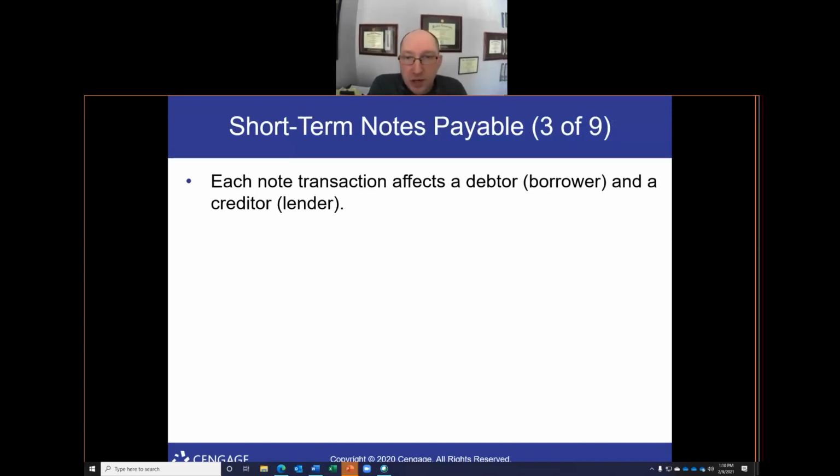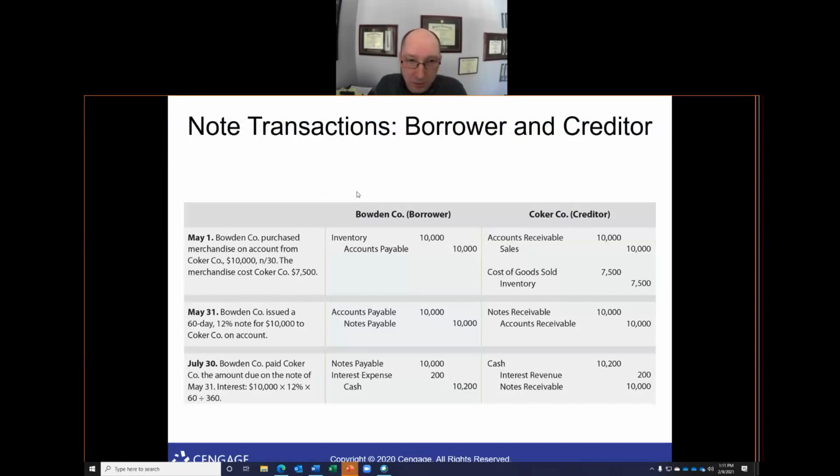Each note transaction affects a debtor and a creditor. We figured that part out, right? I mean, there's always going to be a borrower and a lender anytime we're talking about loans. Okay, here's a couple of examples. Company purchased merchandise on account.